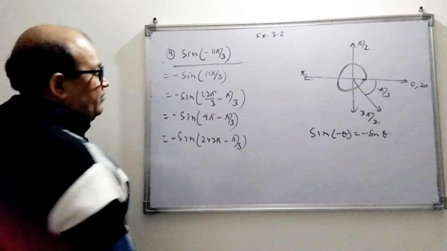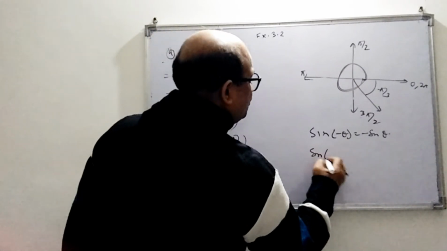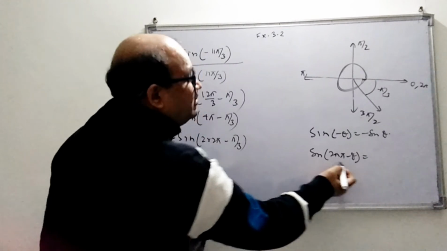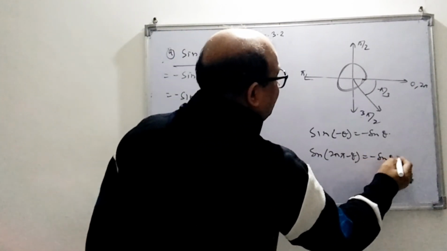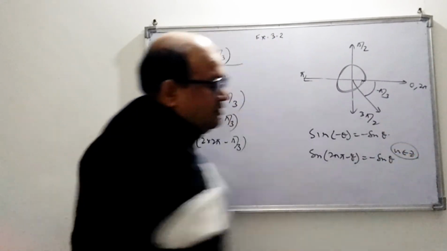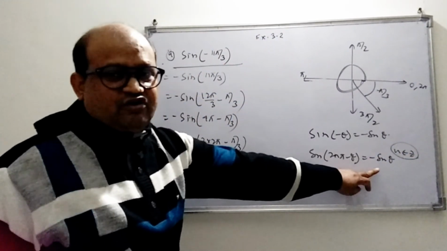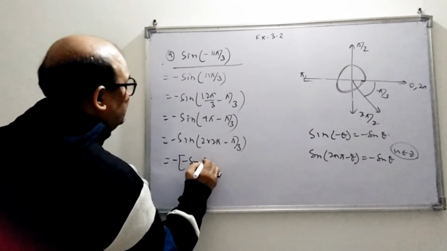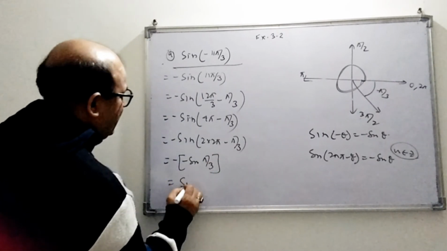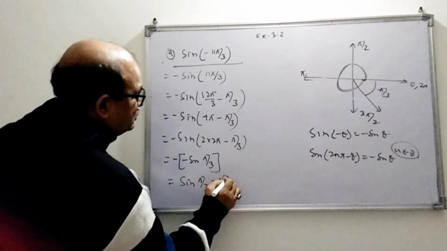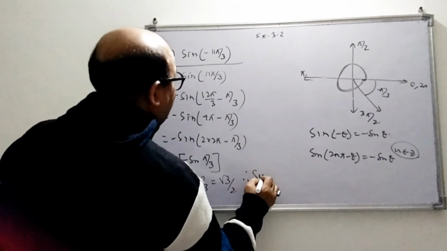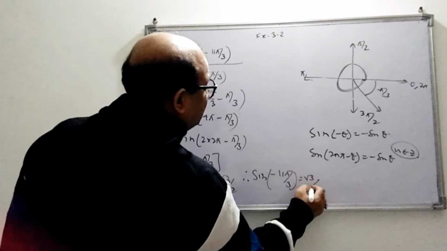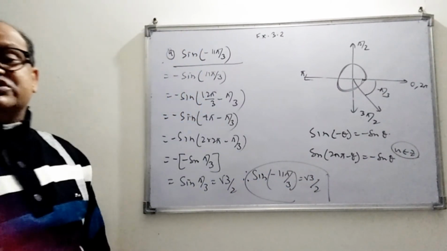We know sine of 2n pi minus theta, coming in the fourth quadrant, equals minus sine theta, where n belongs to Z. What will we write? Minus of minus sine pi by 3, that is sine pi by 3, which gives you root 3 by 2. Therefore, sine of minus 11 pi by 3 equals root 3 by 2. This is a very important question.